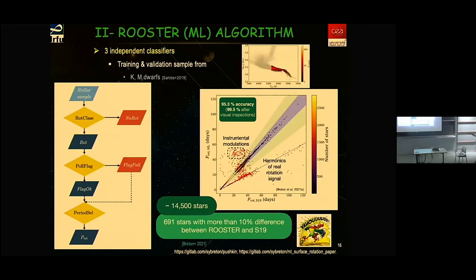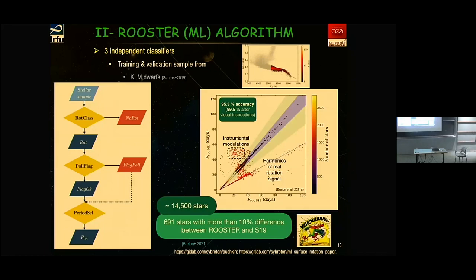We have trained the algorithm with K and M stars, and we managed to have an accuracy of 95.3% with the random forest. Of course, it flags stars in which it is not completely sure of the answer, and these are the ones that we just visually inspect, and we can rise to 99.5% in this case, just by checking a small amount of the targets.